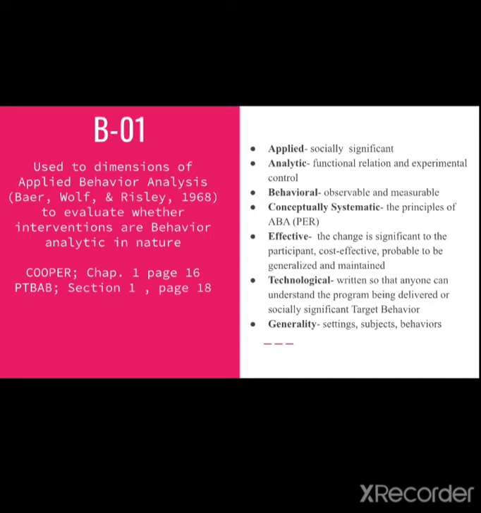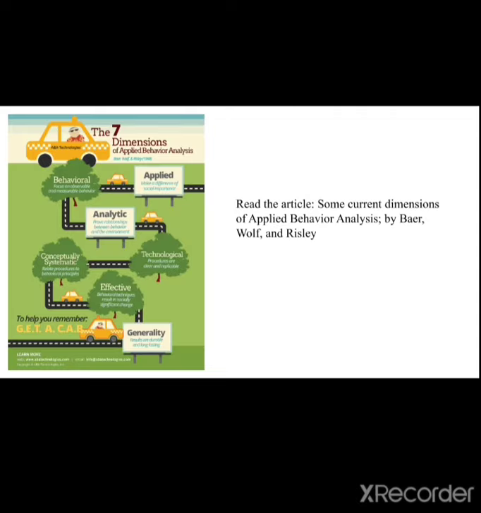And read the article by Baer, Wolf, and Risley in regards to the applied dimensions, the analytic dimension, the behavioral dimension, the conceptually systematic, effective, technological, and generality dimensions. You're going to want to know about these dimensions, and their article is amazing. Here's just a brief visual for memorizing the 7 dimensions broken down in very layman terms. Their article is called Some Current Dimensions of Applied Behavior Analysis by Baer, Wolf, and Risley, and that can be found in JABA, the Journal of Applied Behavior Analysis.